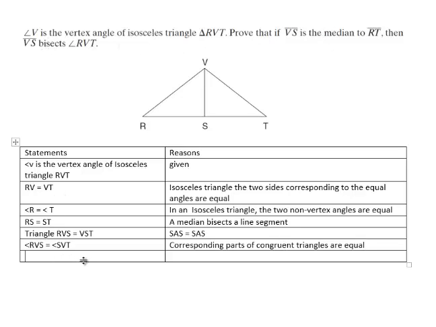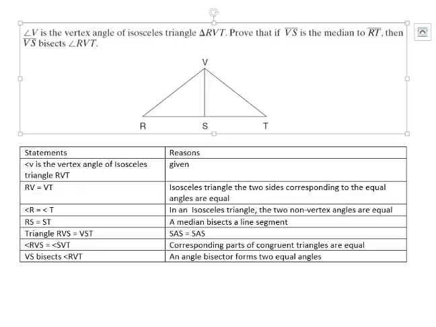VS bisects angle RVT because an angle bisector forms two equal angles. And as we know, these two angles, which are bisected by this line, we already proved them equal in this step. So now we've proven our step. Congratulations.